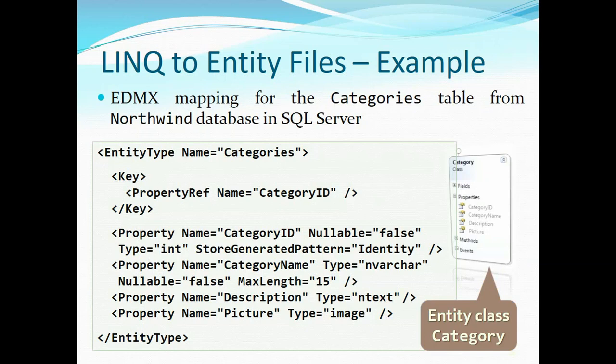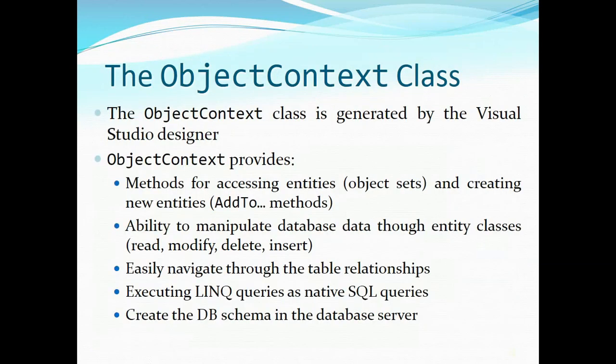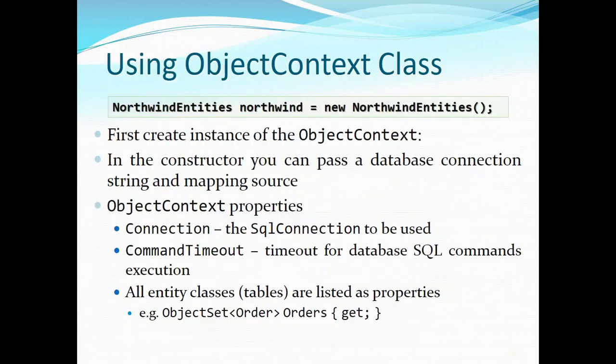I'm not going to show EDMX. Let me show it in the code itself. Look at this. The name normally will have Entities attached to it. For example, if the database name is Northwind, it is NorthwindEntities, and then you create an object. This will be the instance of your context, in other words, the file which holds everything. I'll normally name this object as db. It acts like the database. It's the context of your tables.